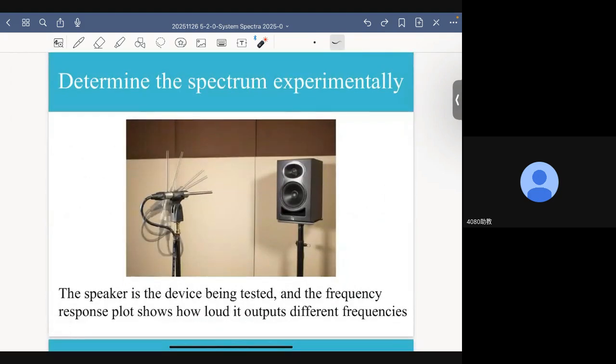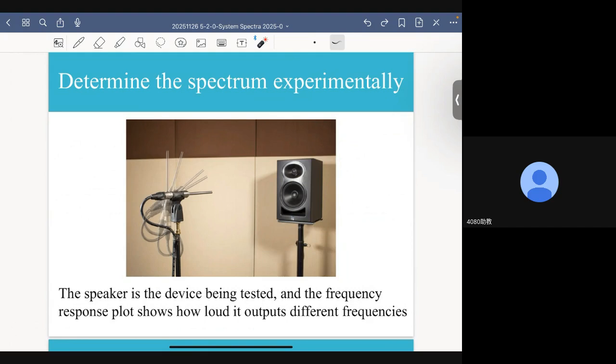Now, let's look at the real examples. One good thing about the amplitude spectrum is it can be experimentally determined. For example, what we have here is a loudspeaker. We all saw loudspeakers before. It can be very, very cheap. It can also be very, very expensive. When I say expensive, it can cost you more than, I don't know, more than 100,000 NT, all right? Even more, all right?